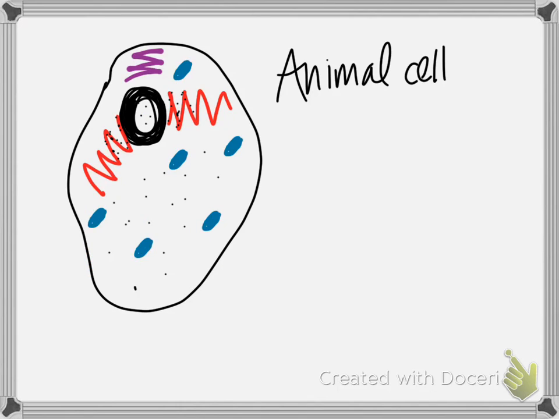Generalized animal cell. What structures do you see there that you recognize? You should be writing this down. Ribosomes. What are the ribosomes? Little dots. Yeah, very small structures in the cell. What happens at the ribosomes? Protein synthesis. Yeah, that's where the protein actually gets built.